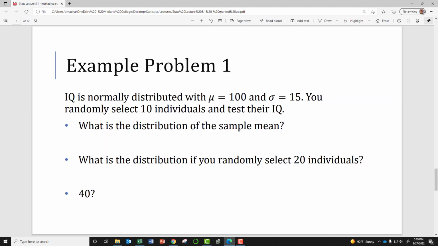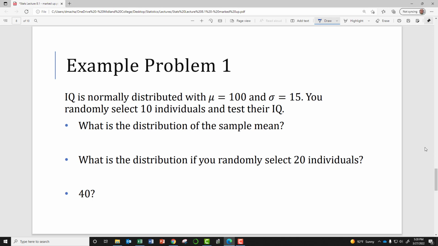So here's example problem number 1. It says intelligence quotient, or IQ, is normally distributed with mean 100 and standard deviation 15. Suppose you randomly select 10 individuals and test their IQ. Our first question says, what is the distribution of the sample mean?